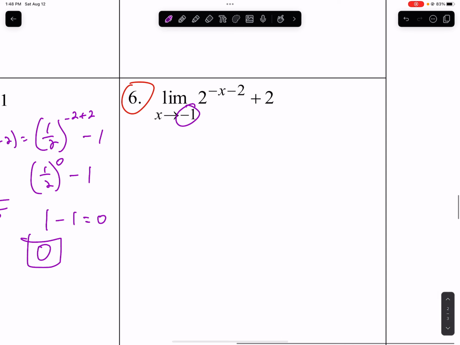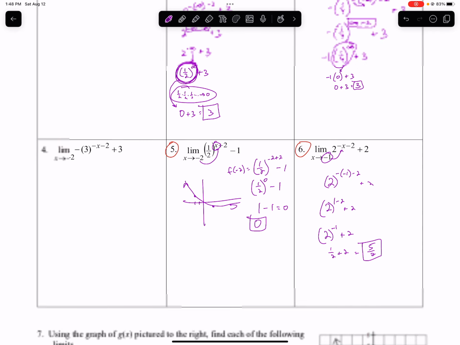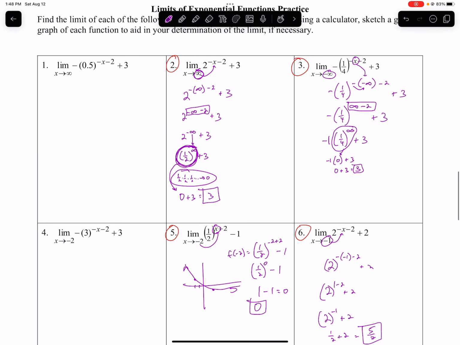This one here is another trivial one. I plug in negative 1 and I get 2 to the negative 1 minus 2, plus 2. So I get 2 to the negative 1, plus 2. 2 to the negative 1 is actually 1/2, plus 2. So I would get, what, 5/2, I think? All right. That's how you can do these quickly without having to think about the graph. I like this way better, so I wanted to make sure I show that to you.